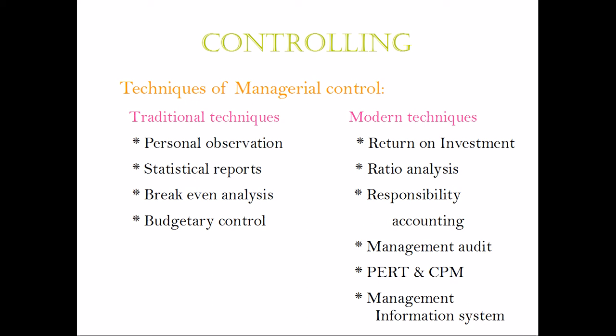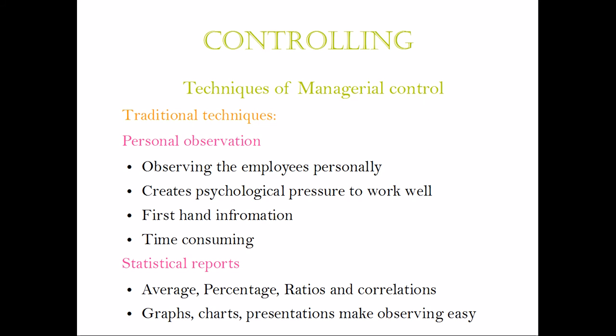Traditional techniques are personal observation, statistical reports, break-even analysis, and budgetary control. Personal observation means the supervisor or the manager himself going to the production unit and watching over the employees, if they are working well, if they are working the right amount, and if they are wasting time, and so on and so forth.